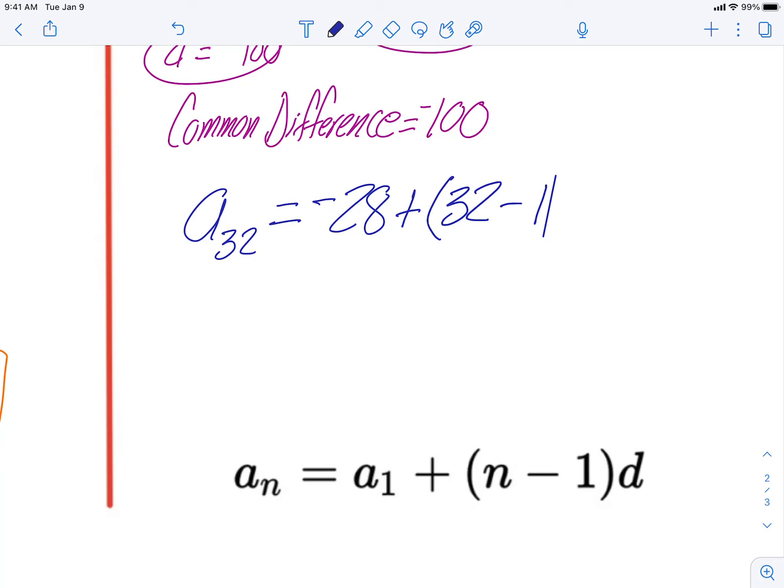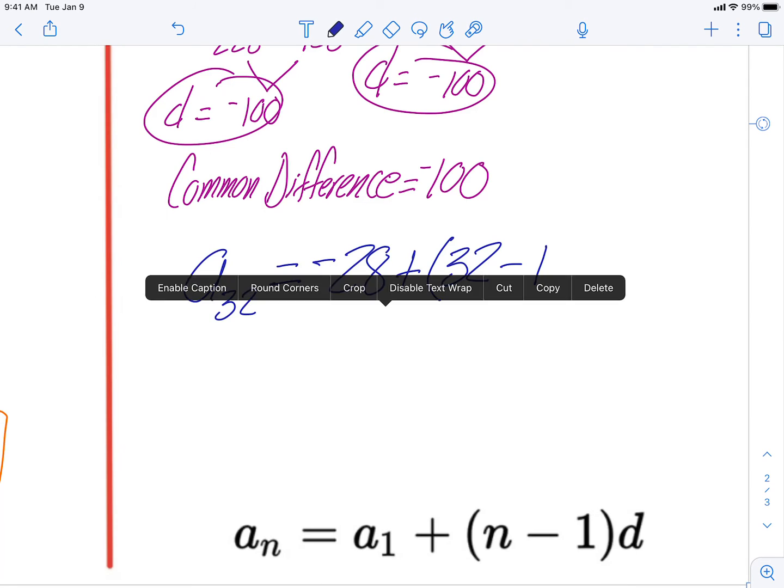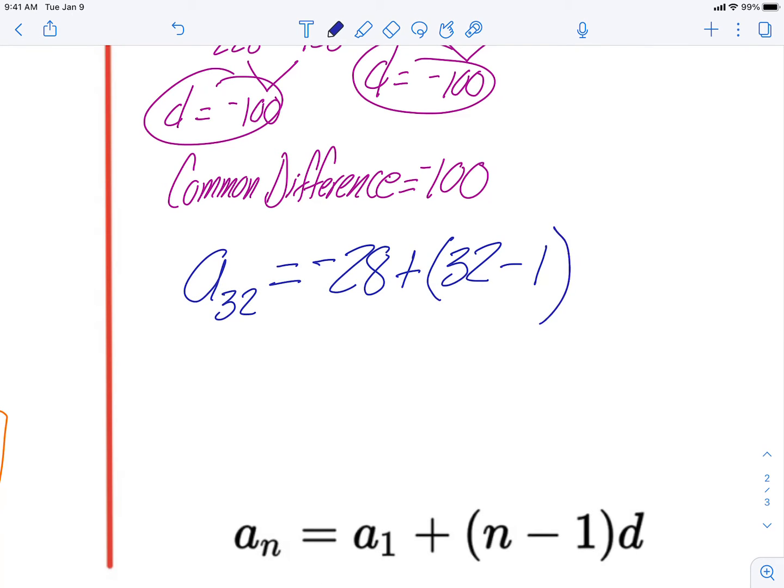Parentheses. Times d. Times the common difference, which is negative 100. So I'm going to write negative 100. I'm going to put it in parentheses because I don't want to confuse it. It's minus 100. Okay, so we get that.